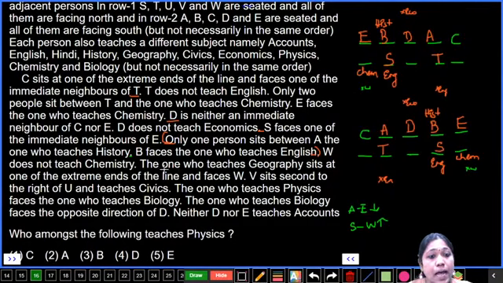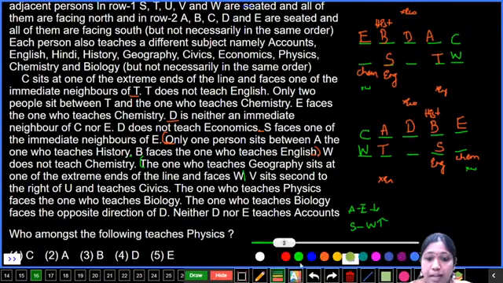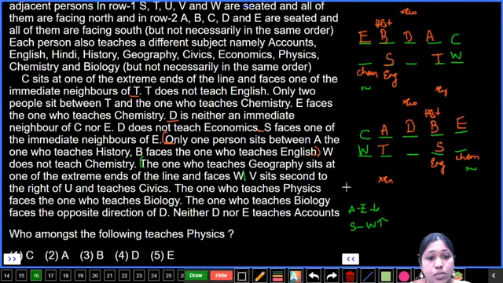The next condition is the one who teaches geography sits at one of the extreme ends of the line. This altogether gives the condition and faces W. So W should be facing geography. The one who teaches geography sits at the extreme ends and faces W. That means here W will not be there, so W goes to this end. In the same way, W goes to this place. And W opposite the person who is sitting teaches geography. That means here comes the geography. Similarly, C teaches geography in this case.